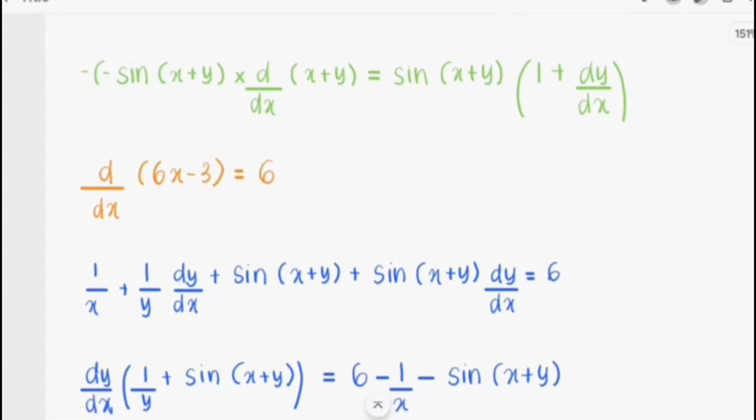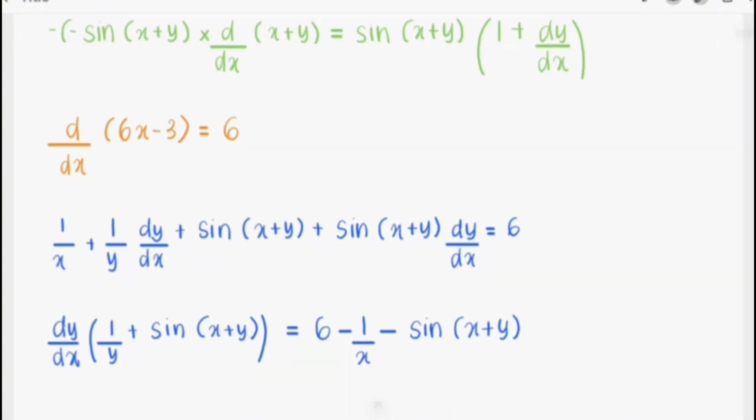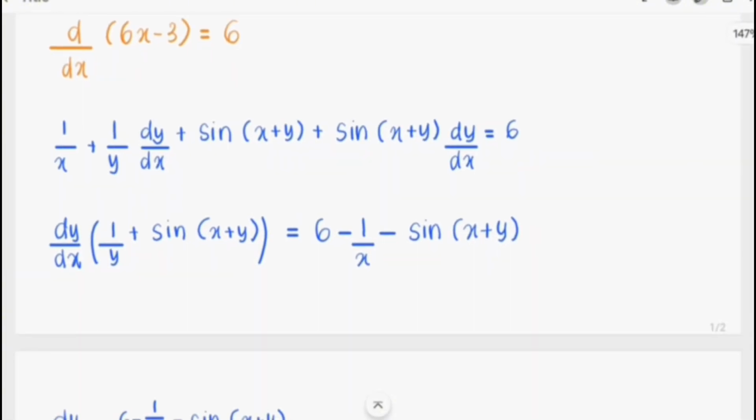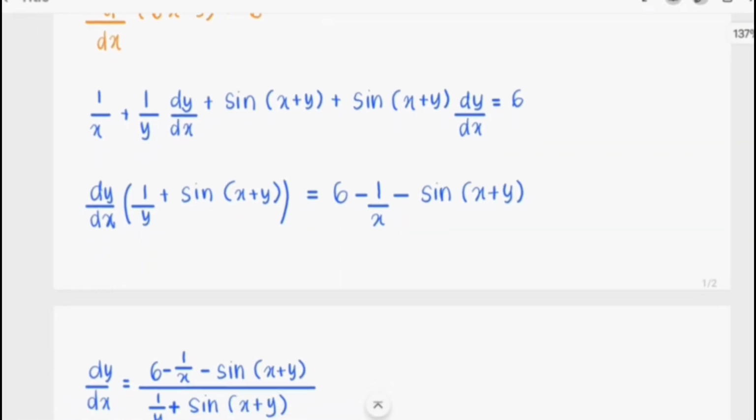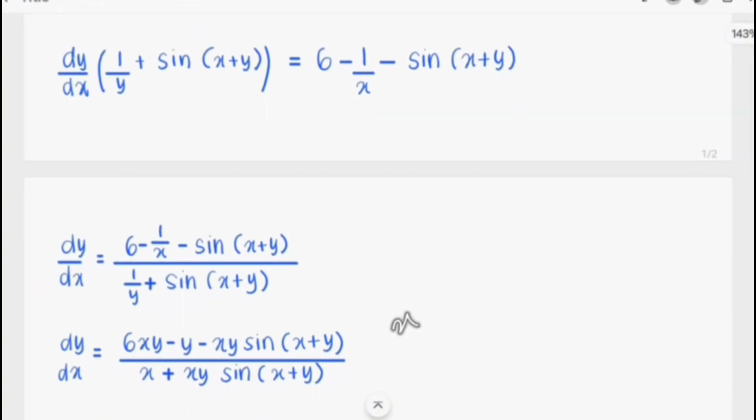Next, substituting our results into the differentiated equation, we group all terms containing dy/dx on the left side and factor out dy/dx. Finally, I divide both sides by 1 over y plus sin(x plus y) to make dy/dx the subject. Multiply the numerator and denominator by xy to remove the fractions. Therefore, we get our final answer.